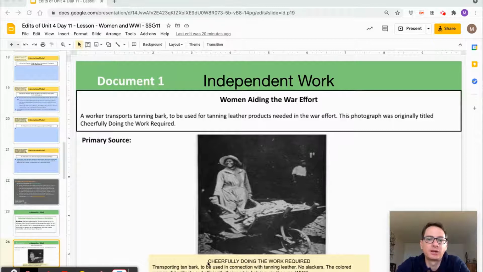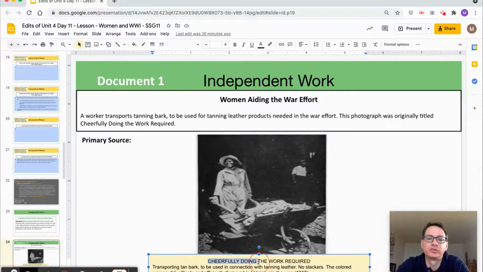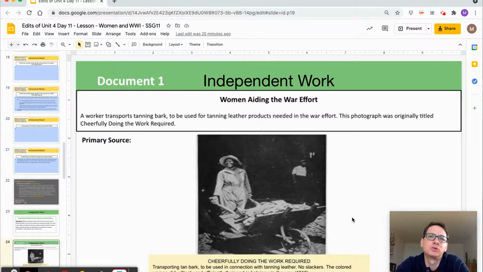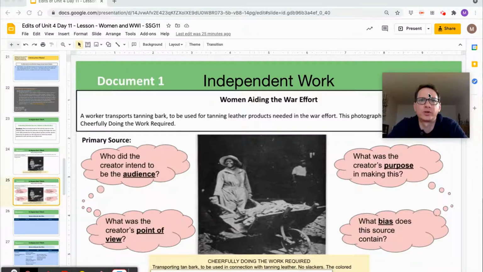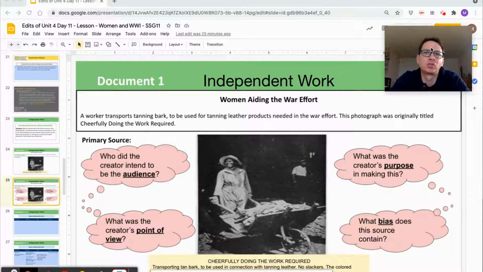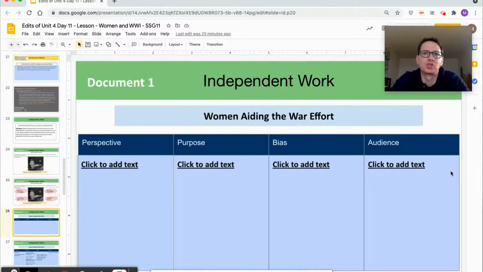And we can see the title and caption right here, the title being Cheerfully Doing the Work Required, as well as the year. Unfortunately, I couldn't find much more than that, and I did go to the New York Public Library site where this image came from, and all I can find is that it was copyrighted by the press service, which makes me believe this might have been publicized by the US government. Now, as I consider its reliability, I really need to be thinking about these questions, which are basically taken from that sourcing and reliability tool, and I'm going to record my answers here on this slide.